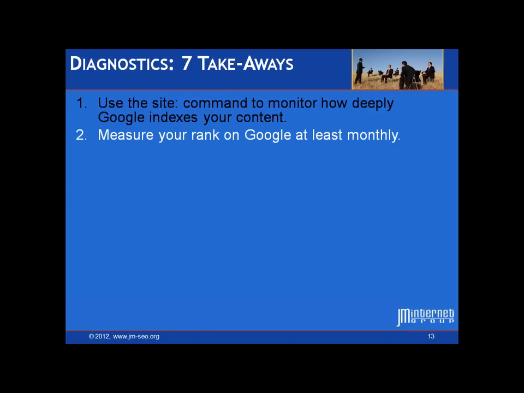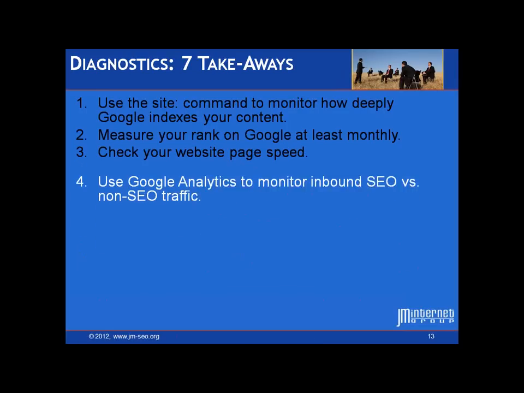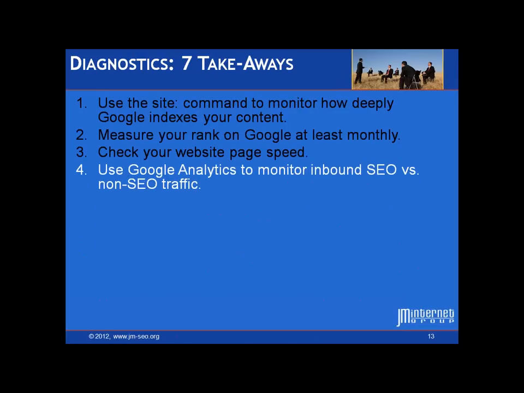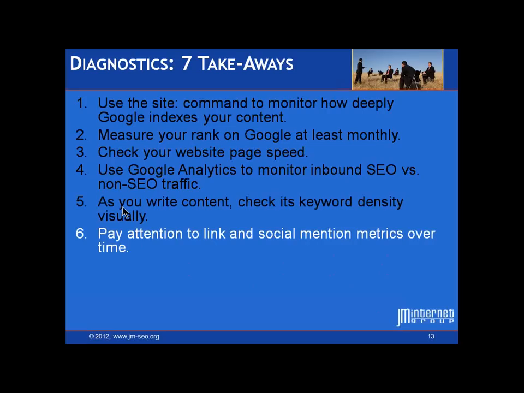So wrapping up here, we have used the site command to monitor how deeply Google indexes our content. I try to get these in 7s. Measure our rank at least monthly across our keywords. Check our website speed. Use Google Analytics, especially this big division between our SEO non-branded and our non-SEO traffic. Measure those. As we write content, we want to diagnose the keyword density, and I'm a visual person, so I like to pop that content into Wordle and see, is it communicating? That's a weird metric, but I think a really important one. We want to pay attention to our links and social mentions and measure these over time. Are they improving or not?